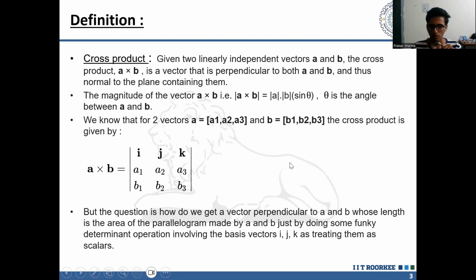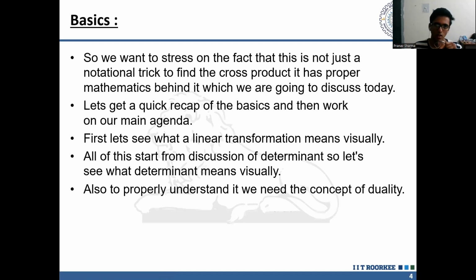But have you ever thought about how this determinant leads to something more physical like an area and volume? How does this funky determinant operation, involving basis vectors and treating them as scalars, lead to a perpendicular vector whose length is equal to the area of the parallelogram? So we are going to focus mainly on that.